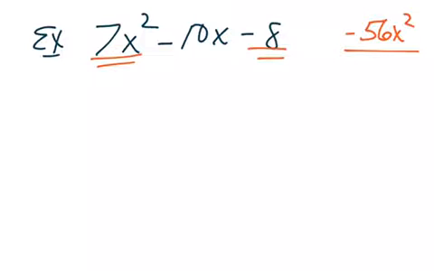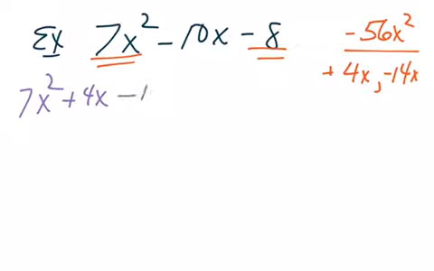So 8 and 7, of course, always pop up. That's not going to work, though. Does anybody remember our 4 and 14? I think that makes 56, doesn't it? Yes, it does. But I need it to be a negative 10. So 14 has to be negative, and the 4 has to be positive. So then when I write them in there, I have 7x squared plus 4x minus 14x minus 8.